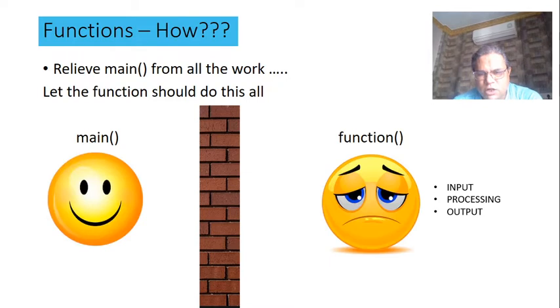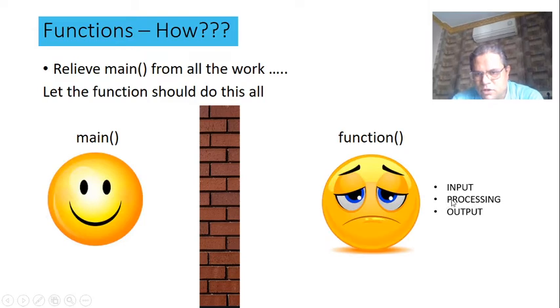Since this function that we are trying to write is performing all three operations, input it is getting from the user and not from main, because main is not taking input, it is not performing any operation. So the function has to get the input directly from the user. The function has to process that input to prepare the result, and the function has to display the result. That means it has to perform output. That means it need not send the result back to main. So all the operations are performed by the function.